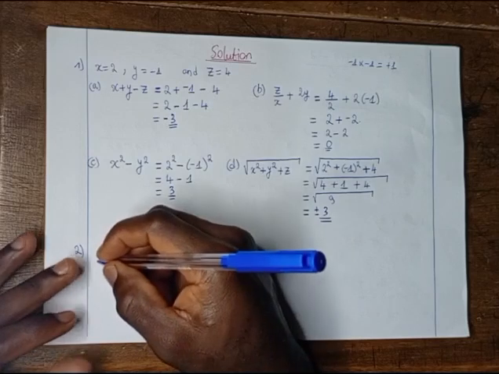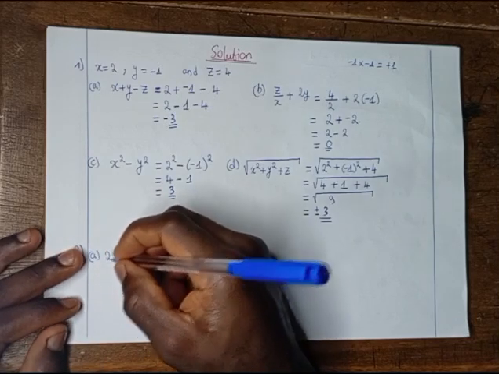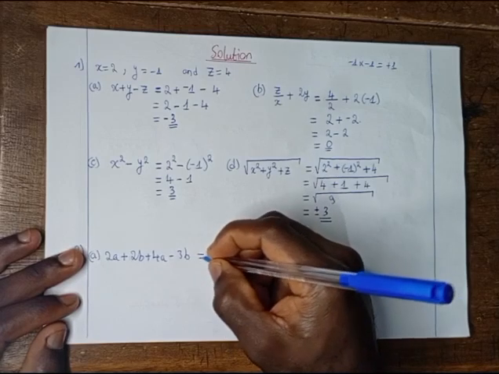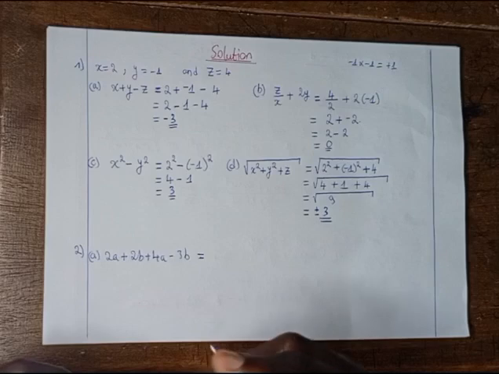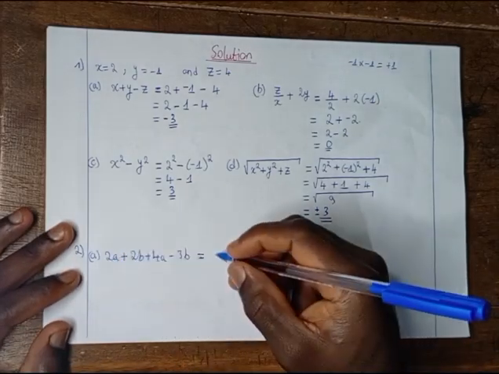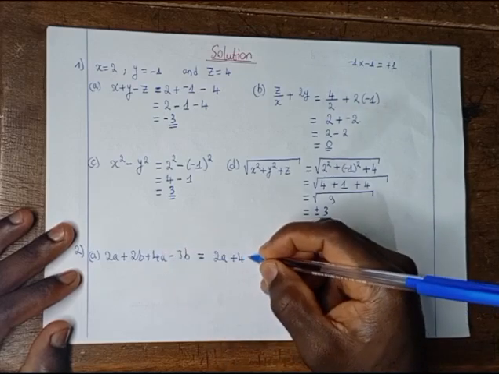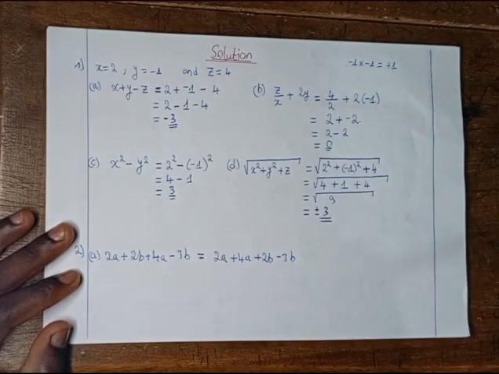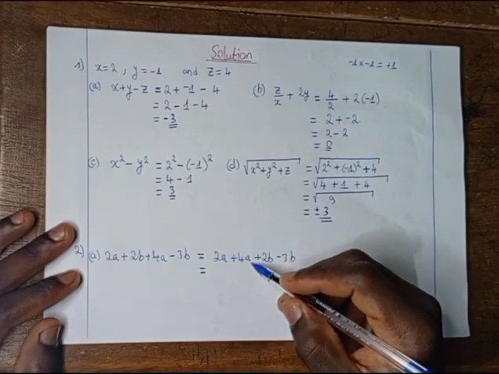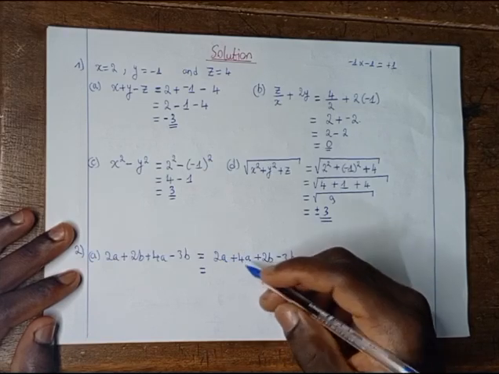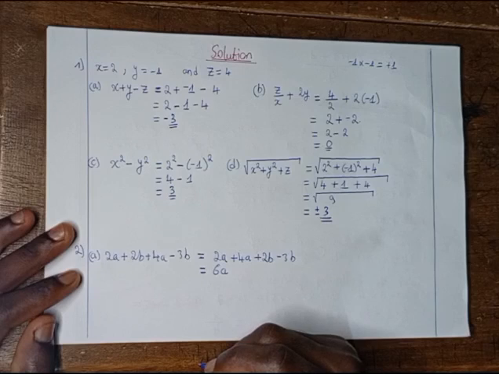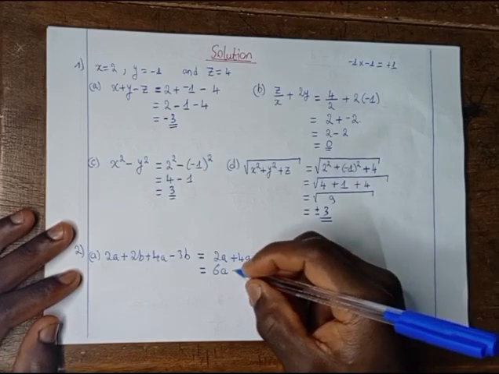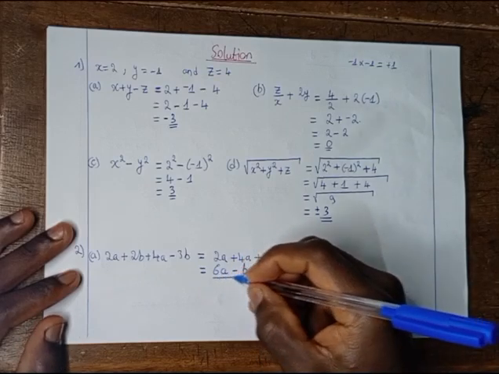Next, now we go to question 2, which says simplify the following. For question A, we have 2a plus 2b plus 4a minus 3b. For us to answer this question, the first thing we have to do is group the like terms together. This will give us 2a plus 4a plus 2b minus 3b. It's like, for example, 2 apples plus 4 apples will give us 6 apples. So it gives us 6a. Next, 2b minus 3b will simply give us negative b. This is the result.